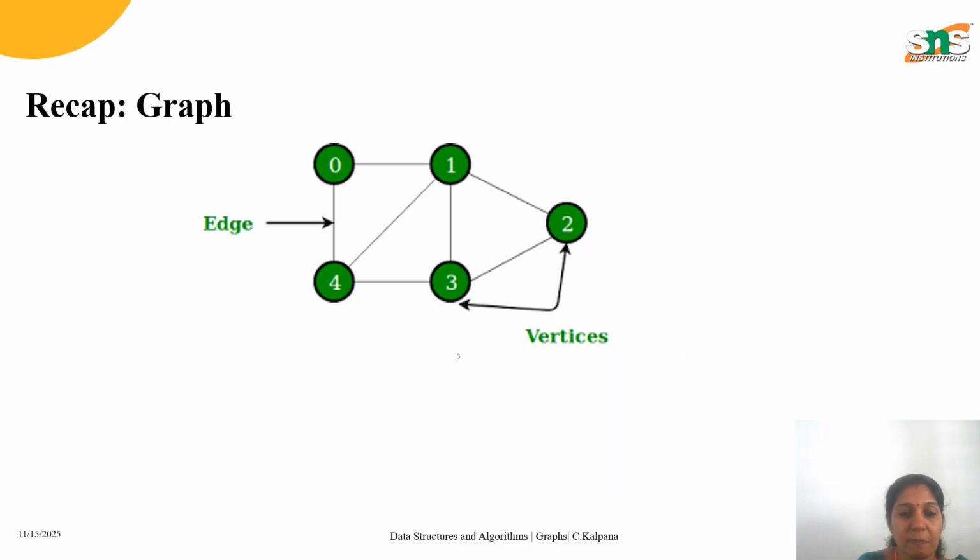So this is the graph ADT, and we have discussed the 0, 1, 4, 3, 2. These are all the vertices of the graph, or else we can say nodes of the graph. Between 0 and 1 there is a link, there is a line between 0 and 1. So this we call an edge of the graph. So connections we call edges of the graph.